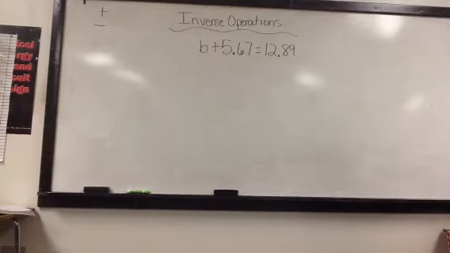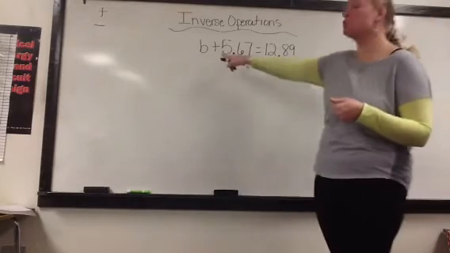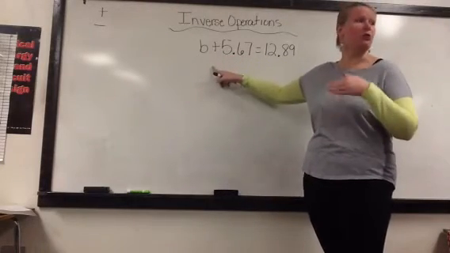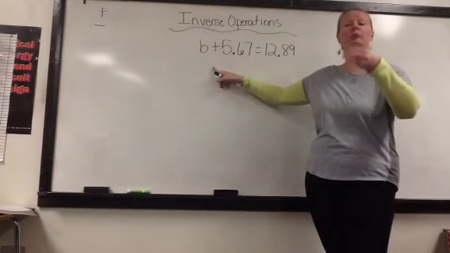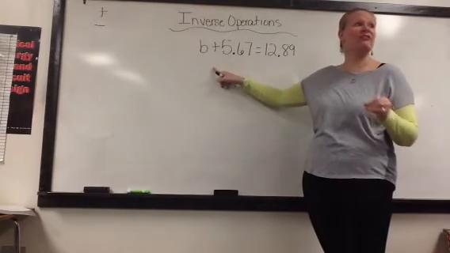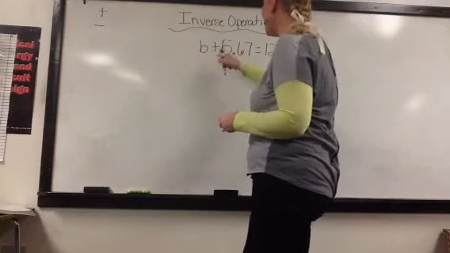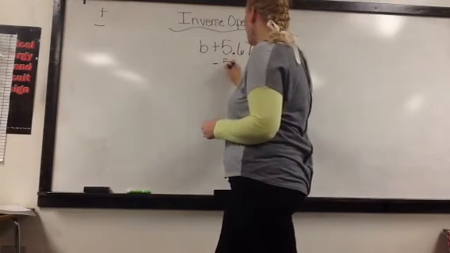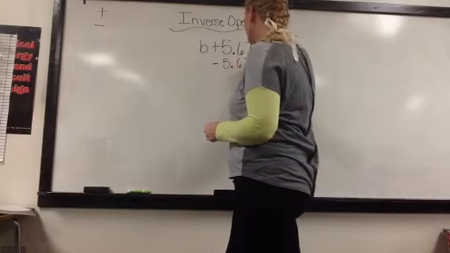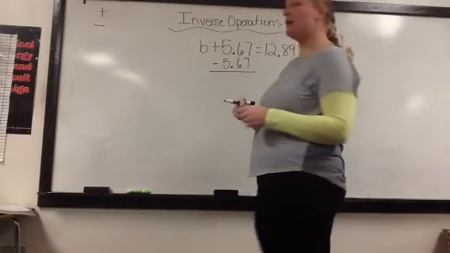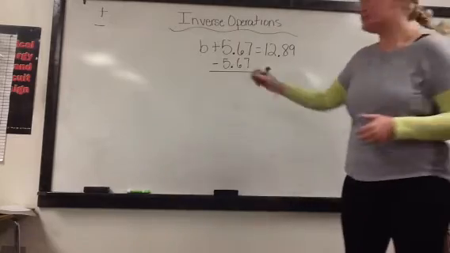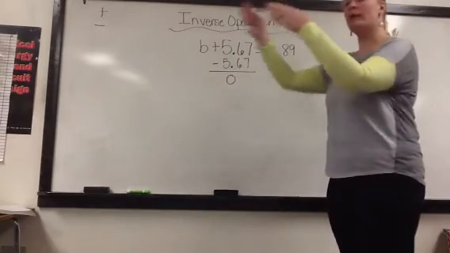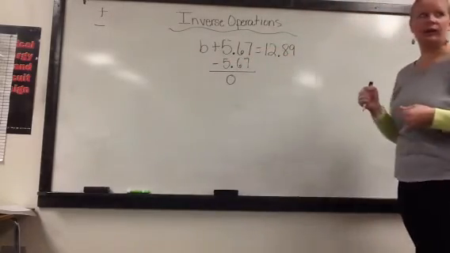5 and 67. I have to subtract what's with the variable. You always add or subtract the number on the same side of the variable. So if I'm adding 5 and 67/100ths here, I'm going to now subtract 5 and 67/100ths. When I do that, what am I left with? 0. So whatever I do to one side, I have to do to the other.